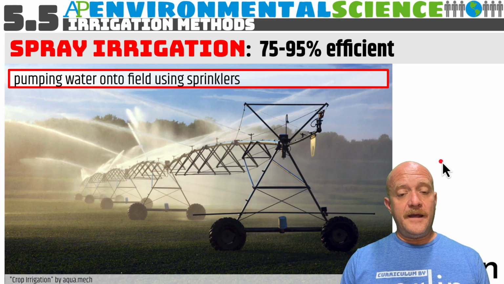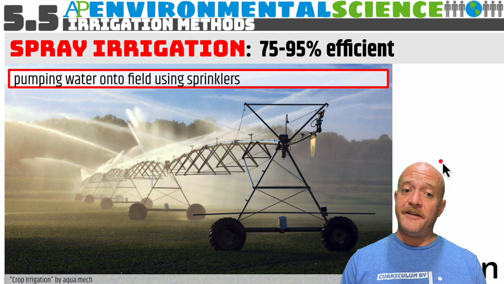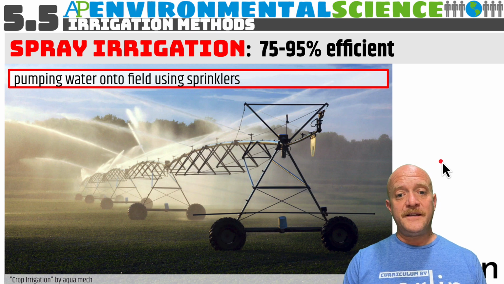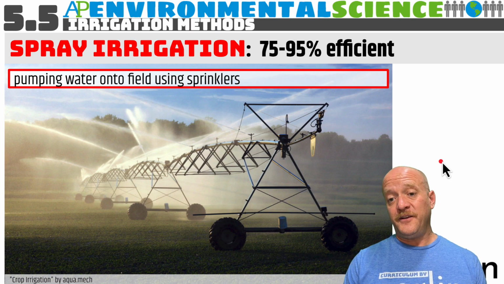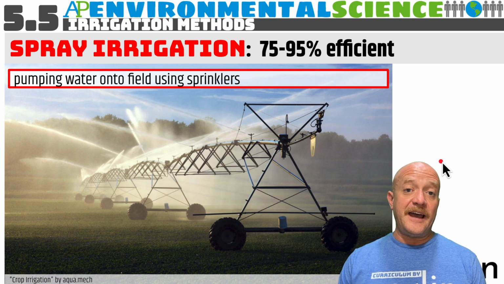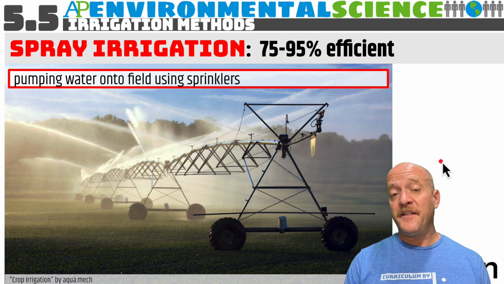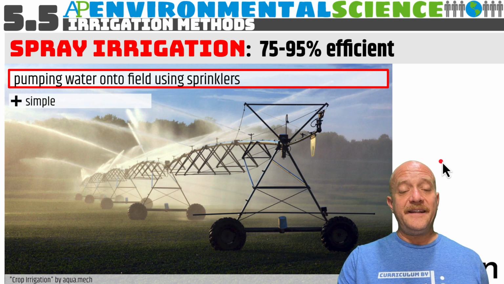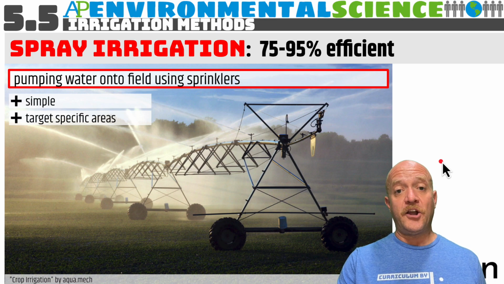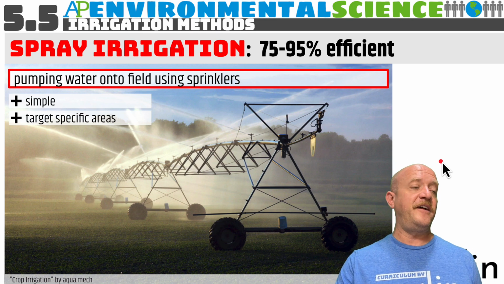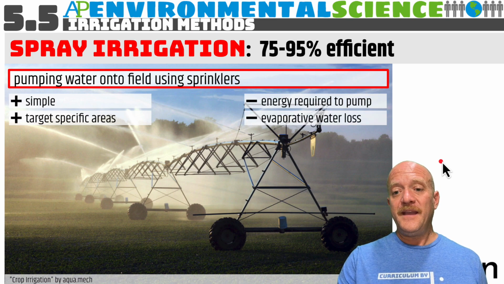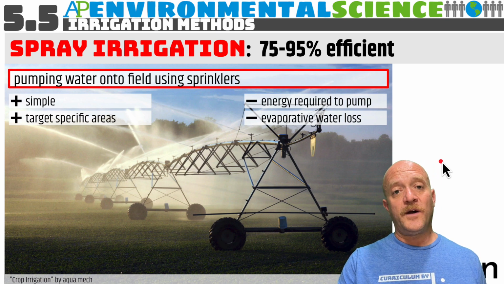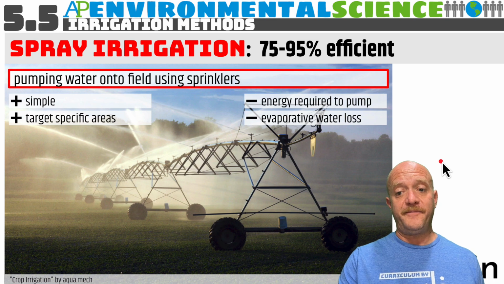So going back, another method of irrigation is spray irrigation, and that's when you use pumps, basically a giant sprinkler, to add water to the field. This is between 75 and 95% efficient, depending upon the method. Again, it is very simple. You can target specific areas, so you don't actually have to flood the entire field. But you require energy in order to pump the water, and it can still lead to evaporative water loss. Granted, it's not as much water loss as the furrow method.